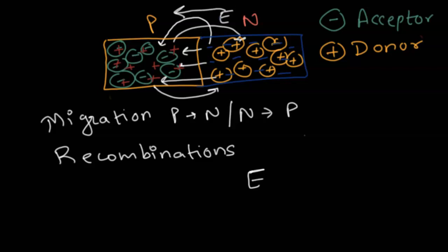As the electric field keeps on increasing near the junction, the electrons from the n-type move towards the periphery. And similarly, the holes from the p-type semiconductor move towards the periphery. Let's redraw this to understand better.